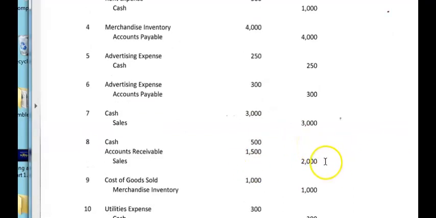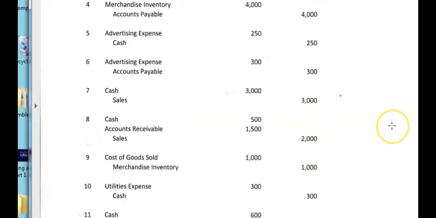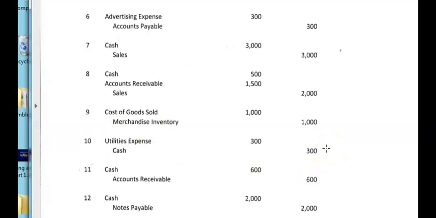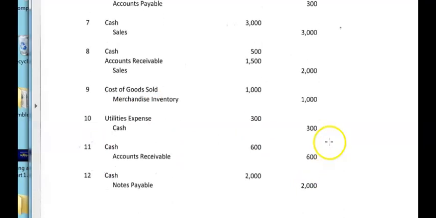Okay. They sold the computer for 2,000. Revenues go up, 2,000. Cash, asset goes up, 500. Accounts receivable, asset, debit goes up, 1,500. Balances. The computer cost $1,000. So that goes to the expense, cost of goods sold. Take it out of their asset account, merchandise inventory, for 1,000. We still balance.